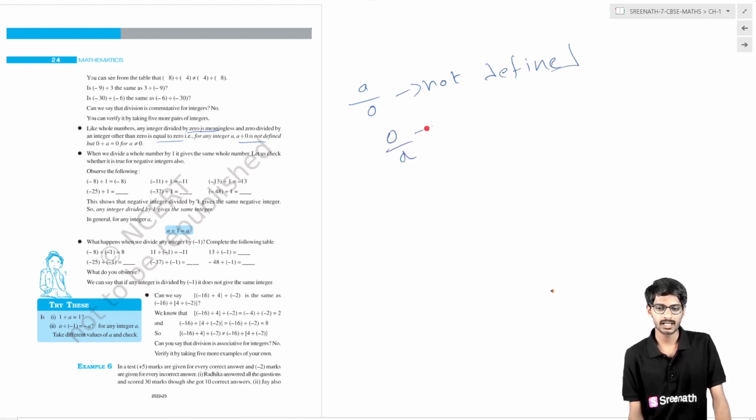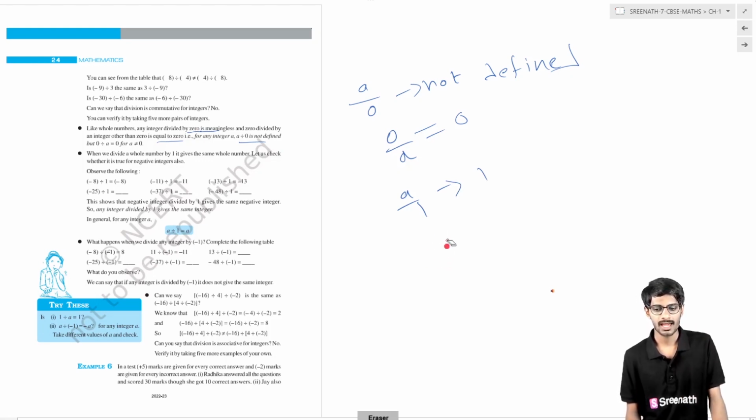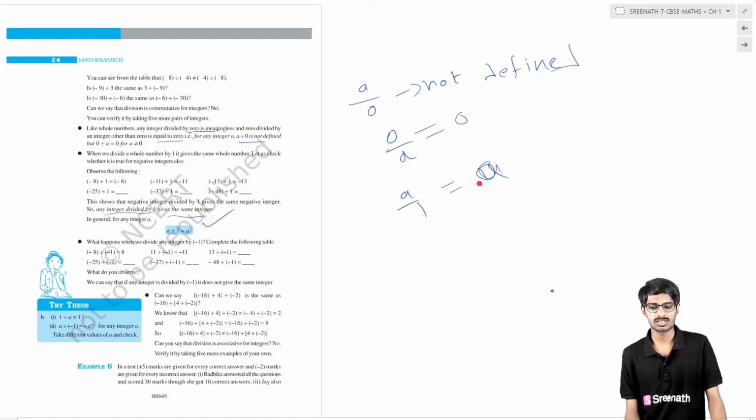But 0 divided by a is equal to 0. Okay, next, finally, if you divide a by 1, the answer is a. If you divide 1 by a, the answer will be something else. So a divided by 1 is nothing but a. This shows that a negative integer divided by 1 gives the same negative integer. So any integer divided by 1 gives the same integer, like a divided by 1 equal to a.